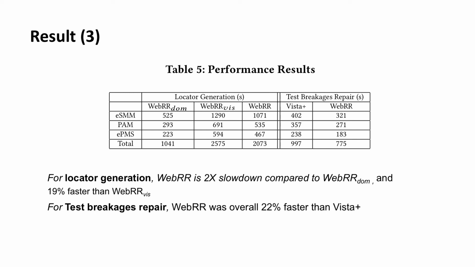To answer question 3, the locator generation column in this table shows the average time required to generate multiple locators by WebRR and its 2 variants, respectively. It can be seen that for locator generation, WebRR is 2 times slower than WebRR DOM, and 19% faster than WebRR Viz. And for test breakage repair, WebRR was overall 22% faster than Vista Plus.